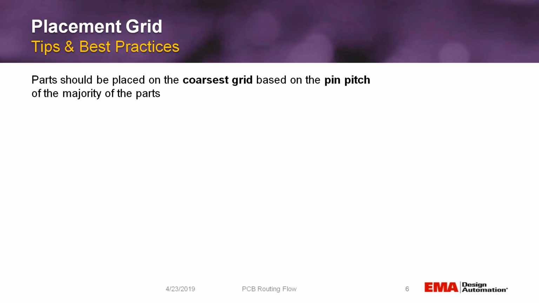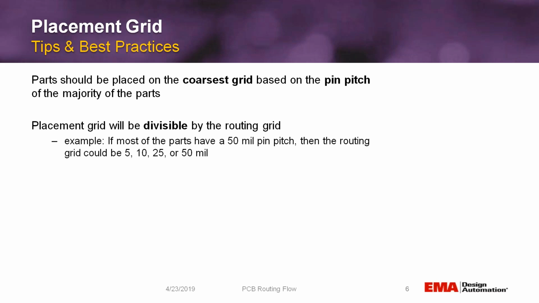So a good rule of thumb is to look at the majority of the parts in the design and evaluate their pin pitches, and then use that as your guide for your grid to place your parts. The reason why we want to place them on the coarsest grid possible is because our routing grid will be a derivative of that. For example, if most of the parts have a 50 mil pin pitch, then the routing grids could be as follows. It could be a 5, 10, 25, or even 50. All of these routing grids are divisible by the placement grid.